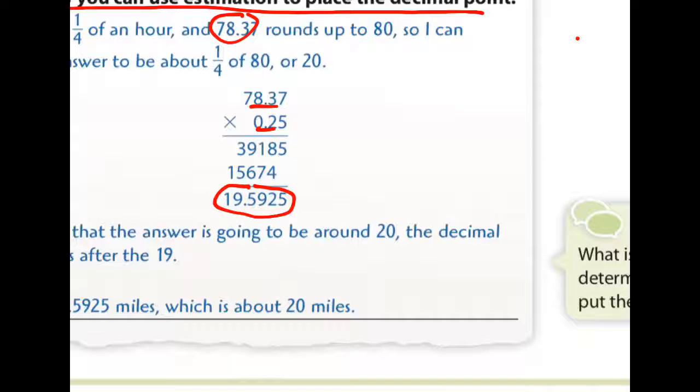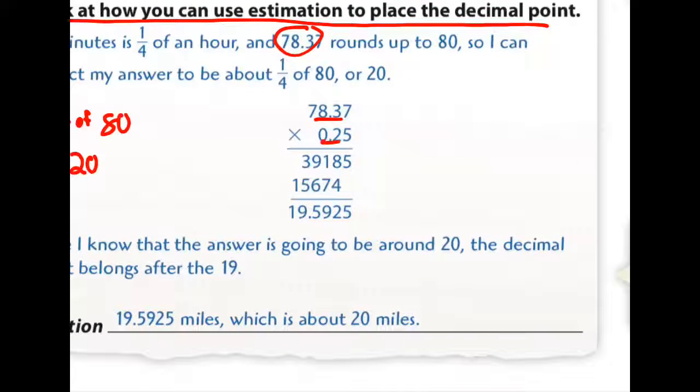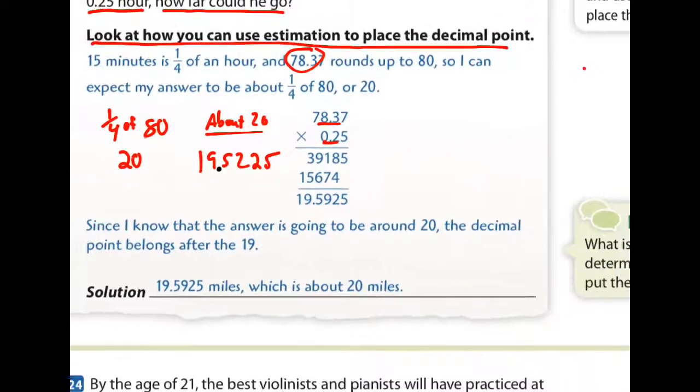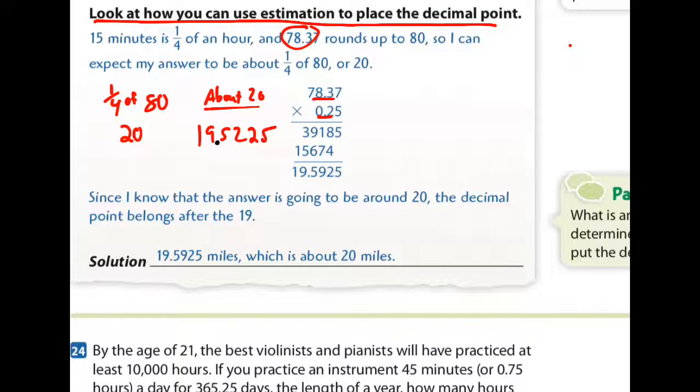Now here's the cool thing about placing your decimal. If you don't know how to figure out where your decimal goes, and you just get these digits, 195925, but you know your answer is about 20, there's only one place you can put your decimal point and have your answer be about 20, and that is right there. So estimation can be very useful. So your answer is 19.5925 miles, which is about 20 miles.